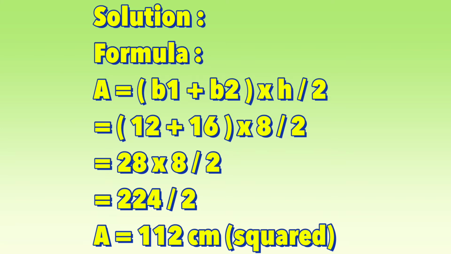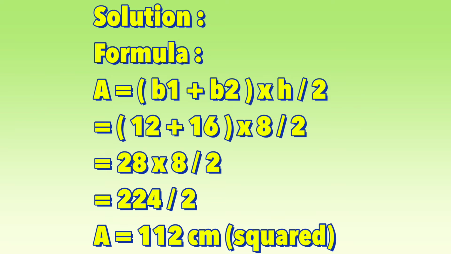Then we have to substitute. For base 1, we have 12 centimeter, and for base 2, we have 16. Then the height is 8, so times 8. So how to compute? We have to add 12 plus 16, then times 8 divided by 2.